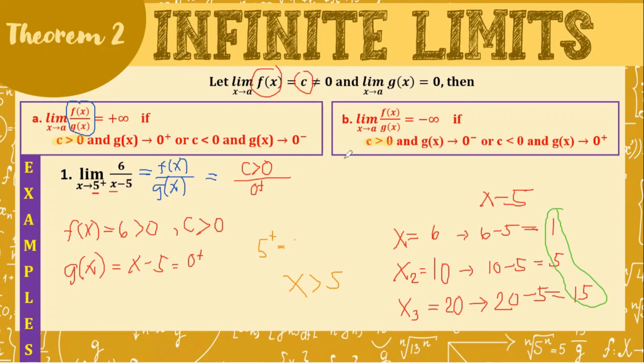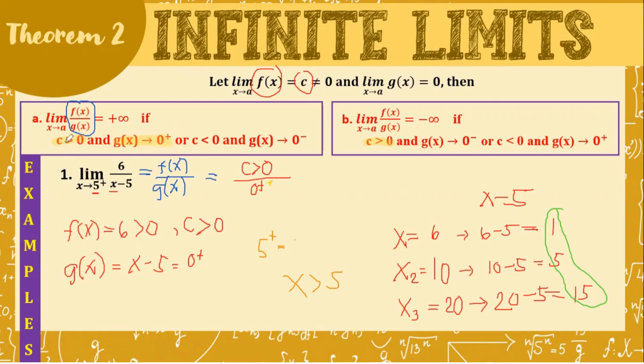Now, tingnan naman natin si G of X. Okay, ano yung G of X natin? The G of X here is 0 plus. Okay, so the G of X natin is 0 plus. So, therefore, if 0 plus siya, okay, wait lang. Okay, 0 plus. Saan dito yung may 0? Ito. Okay, so G of X approaches 0 plus.